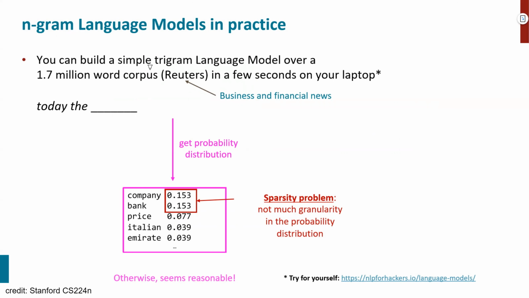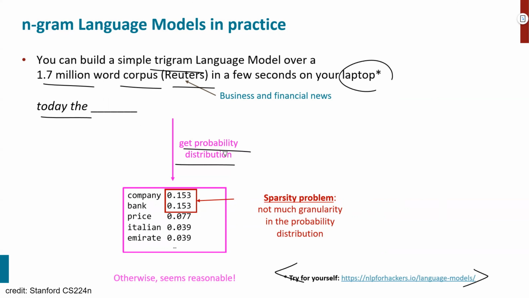You can build a simple trigram language model over a 1.7 million word corpus, Reuters, in a few seconds on your laptop, and you can try this following this link. Then you get the probability distribution using the trigram. And as you can see here, the sparsity problem occurs. There's not much granularity in the probability distribution. Only 2 words get most of the probability, and the rest get meaningless probabilities.